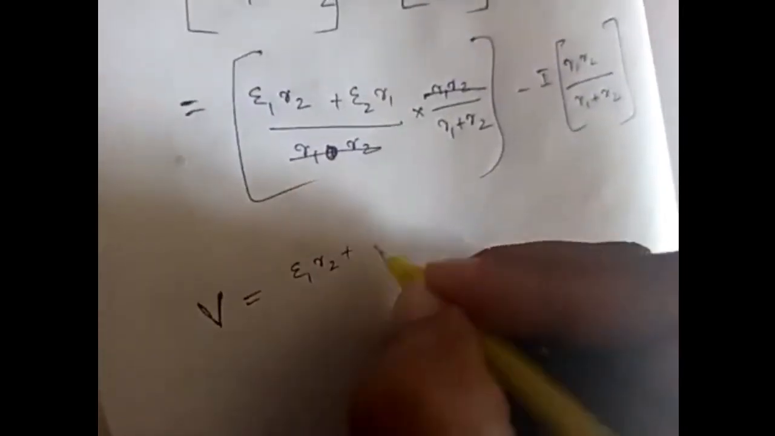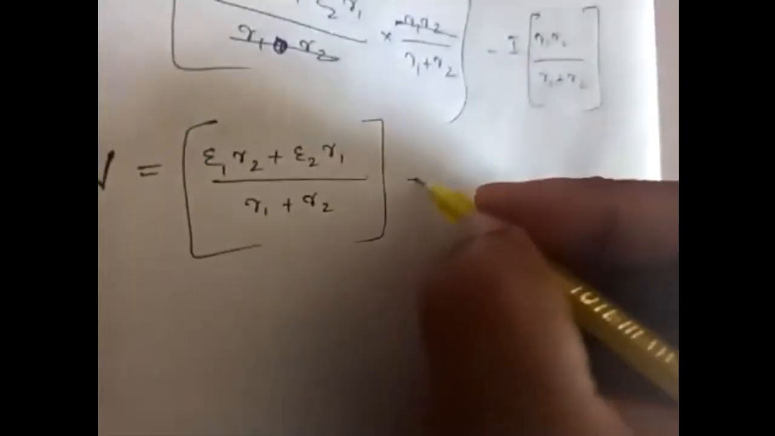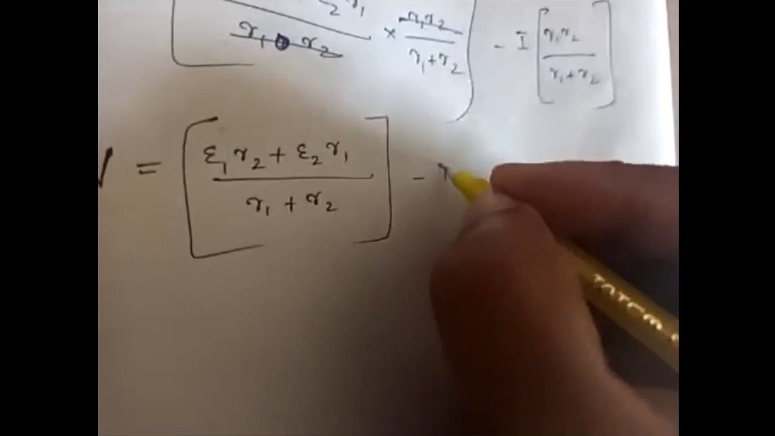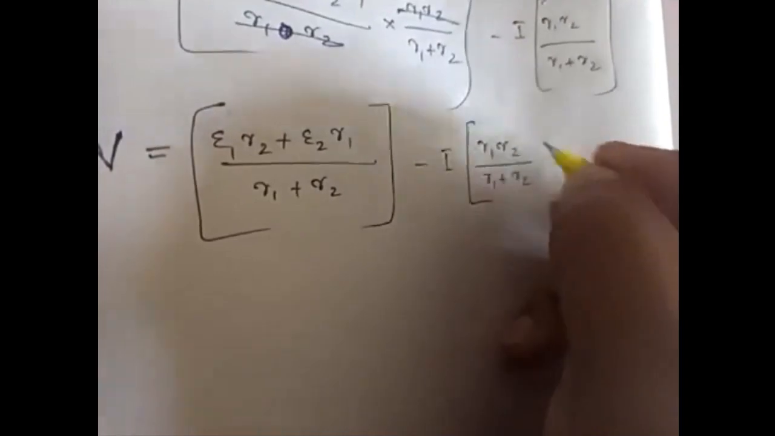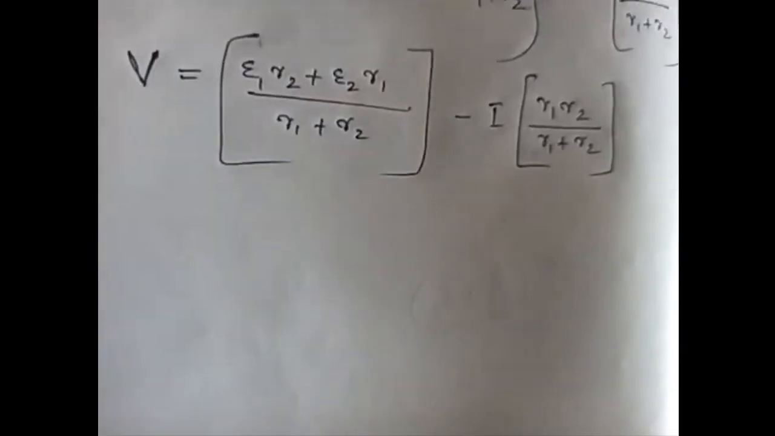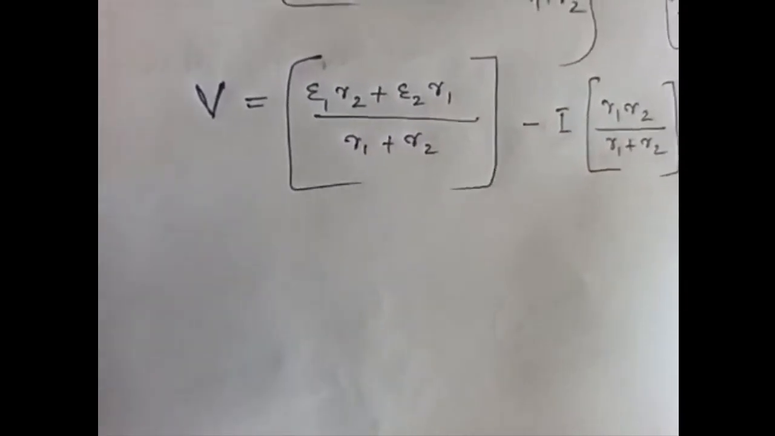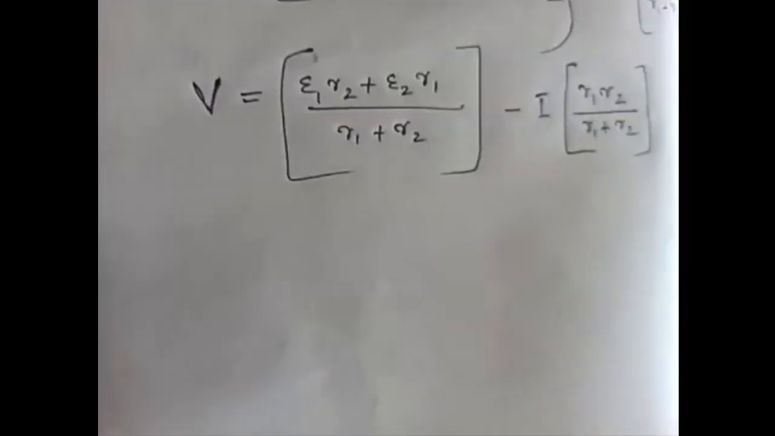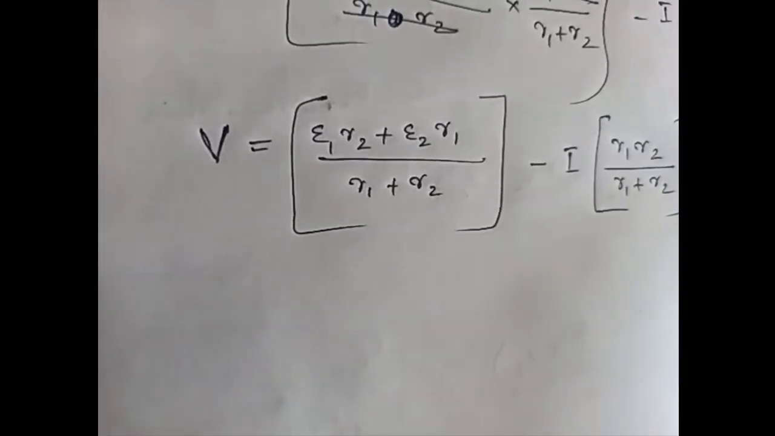E1 R2 plus E2 R1 by R1 plus R2 minus I into R1 R2 by R1 plus R2. Okay, this will be the equation of potential difference between the 2 points, that is B1 and B2, due to two cells having EMF E1 and E2 and internal resistance R1 and R2.